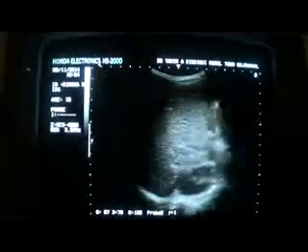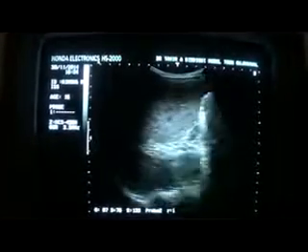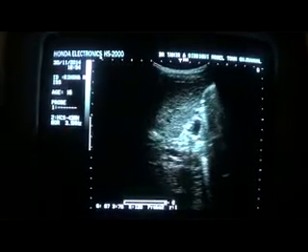So we do see the vessels, hepatic veins, as well as the IVC in this particular case. Thank you very much.